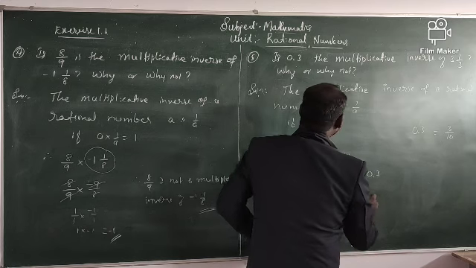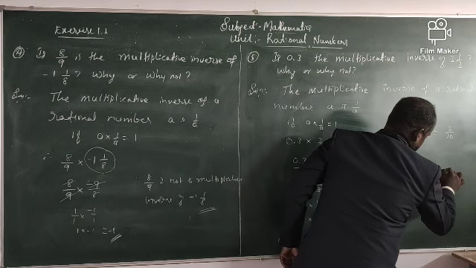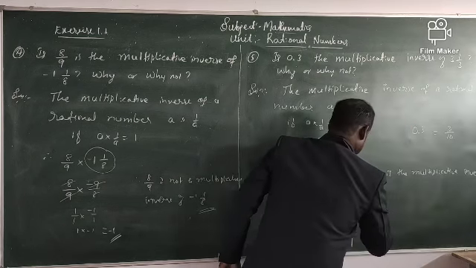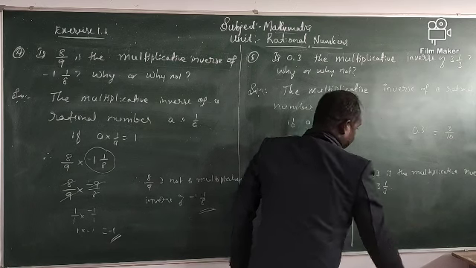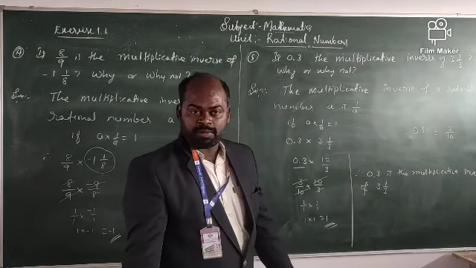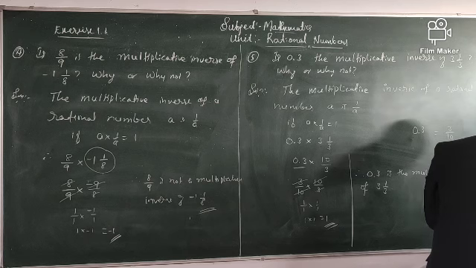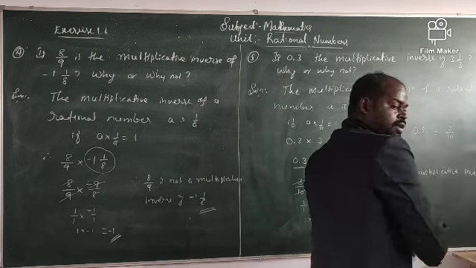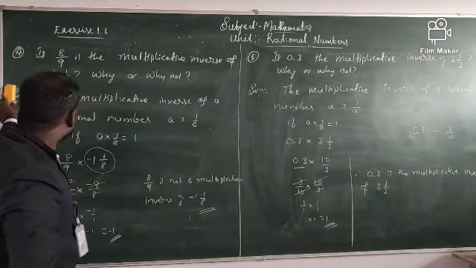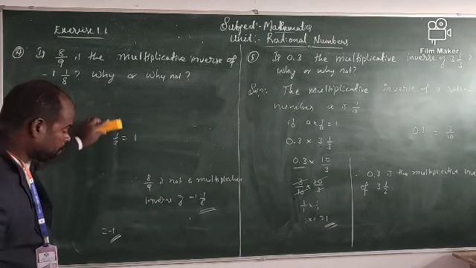Therefore 0.3 is the multiplicative inverse of 3 1/3. Why? Because at last we are getting 1. Therefore they are multiplicative inverses. Okay. Now this is the end of exercise 1.1. In the next class we are going to discuss exercise 1.2 problems.